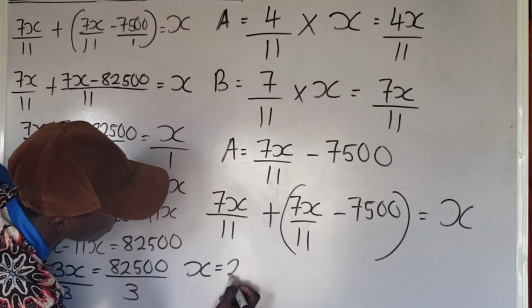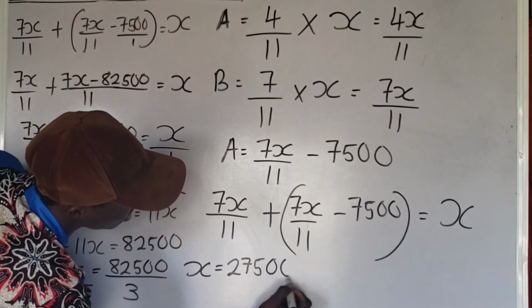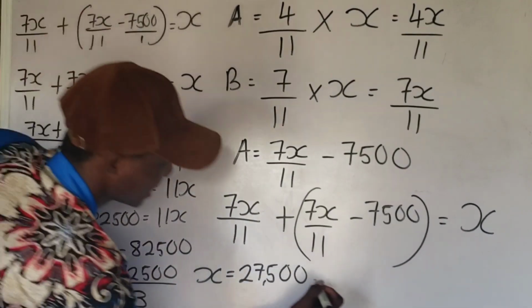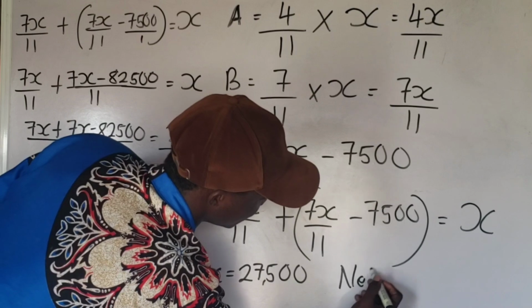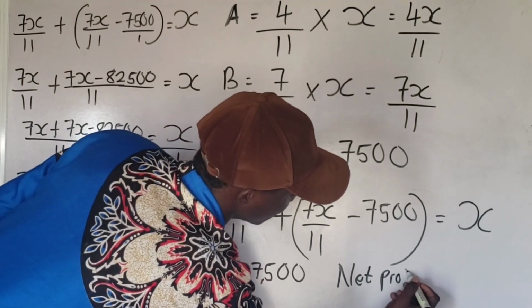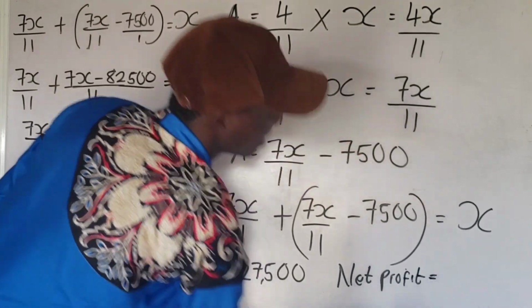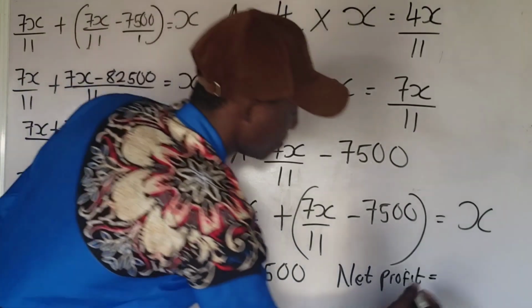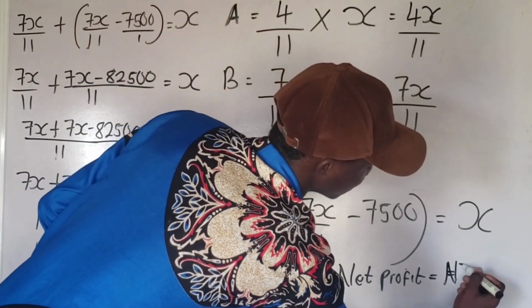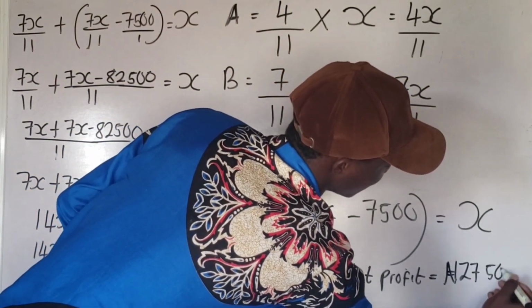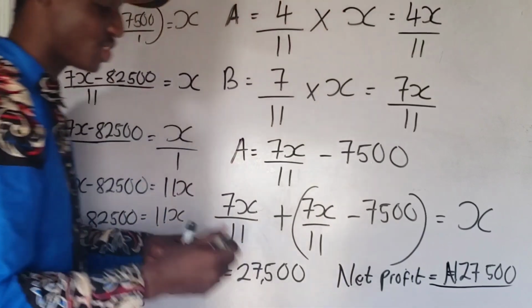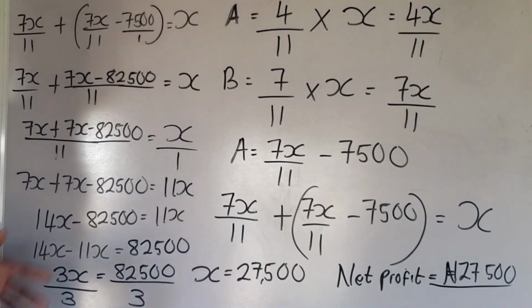So 27,500. So the net profit that was shared between Dr. A and engineer B will be 27,500 naira. That will be the net profit that was shared. Do you understand? Okay, let's have another question.